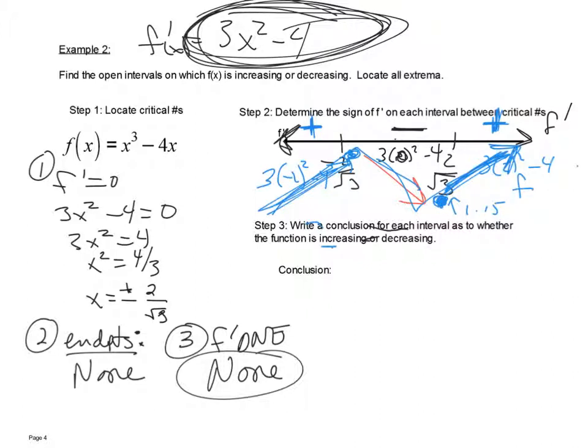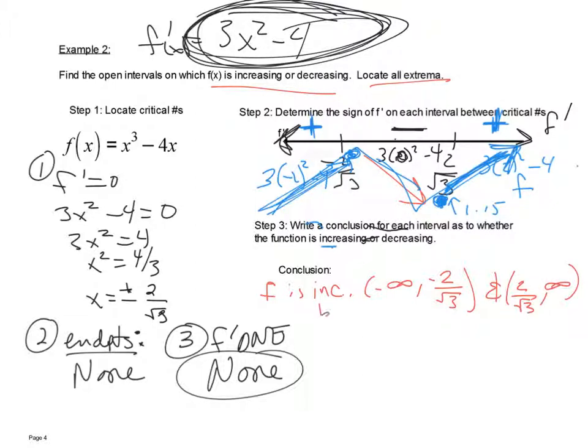Conclusion: it asks to know on which intervals f is increasing and decreasing and to locate the extrema. So we're going to talk about where f is increasing. I'm going to abbreviate increasing if that's all right with you all. F is increasing from negative infinity to negative 2 over root 3, and if you would like to write that as negative 1.15, I can live with that. And it's also increasing on 2 over root 3 to positive infinity, but you have to write why. Because f prime is positive, or f prime is greater than 0.